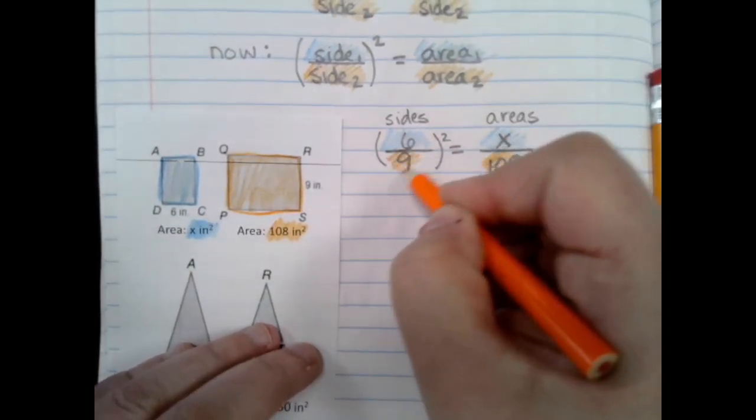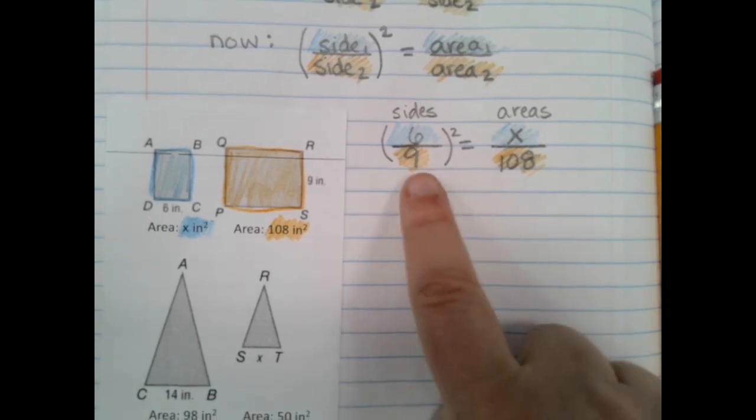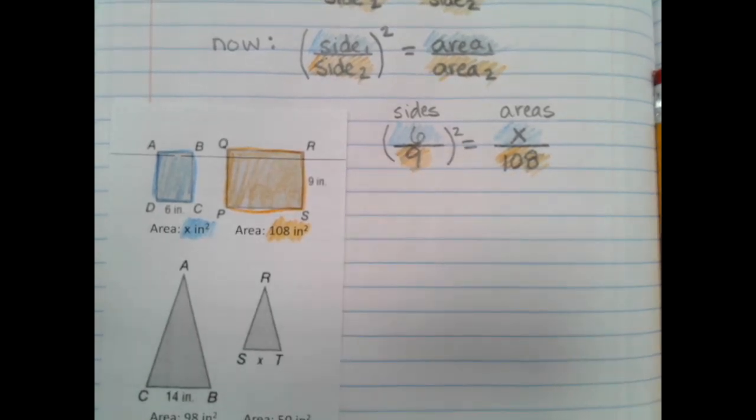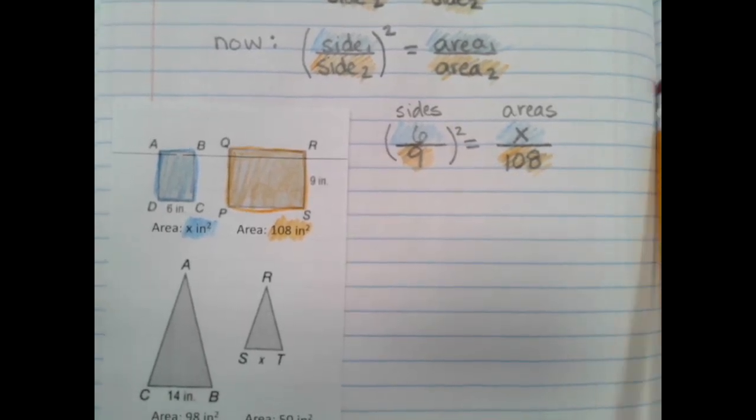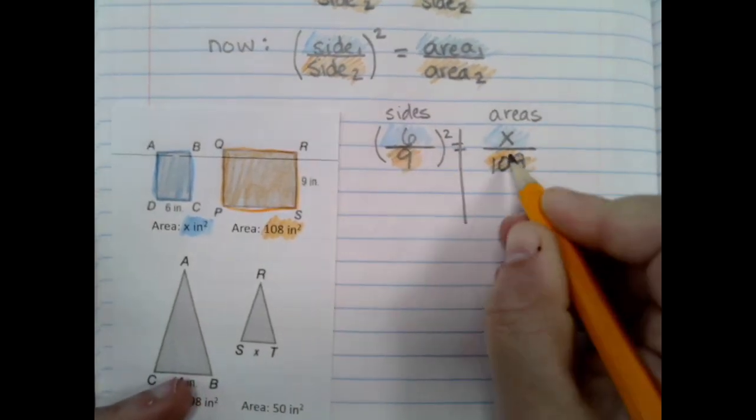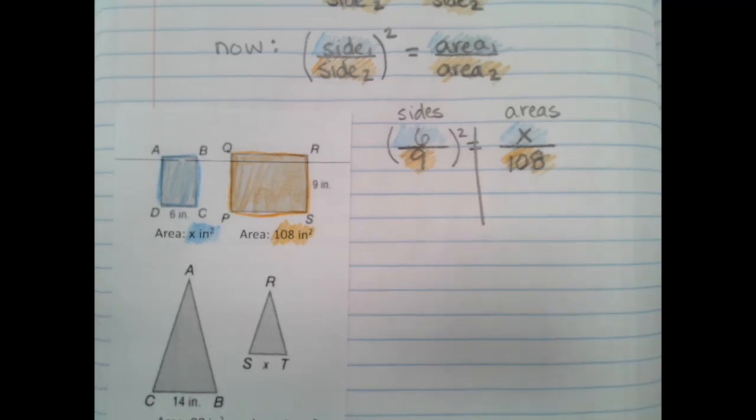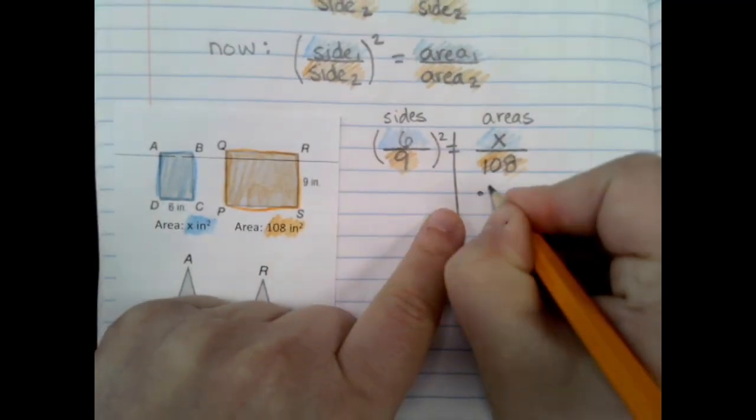Okay, so that's going to be the biggest thing: making sure that our variable gets put usually in the numerator if you want it to be easier to solve, and then double checking that things match across. Okay, and then our goal is to get X by itself. So to undo dividing by 108, what are we going to do? Multiply by 108.